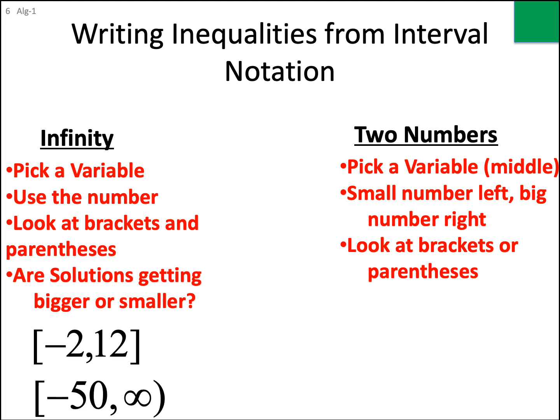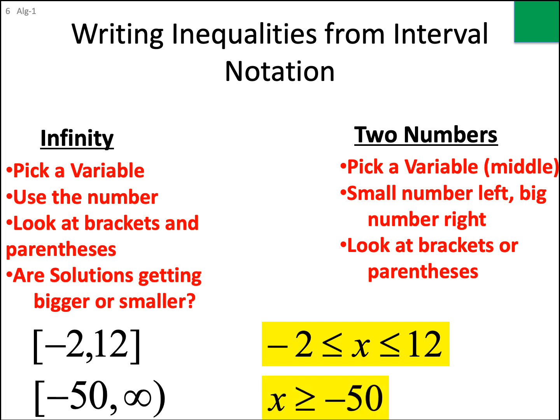Okay, so the first one is a compound inequality since it has two numbers. So x goes in the middle, it's negative 2 on the left, 12 on the right, and I have a bracket and a bracket, so it's less than or equal to and less than or equal to. The second one, it's one of those infinity ones, so I have x. It's going to positive infinity, that means we're getting bigger, so that means x is going to be bigger than, what's the number? Negative 50, and since it's a bracket on the negative 50, it's greater than or equal to. So x is going to be bigger than or equal to negative 50. How'd you guys do?